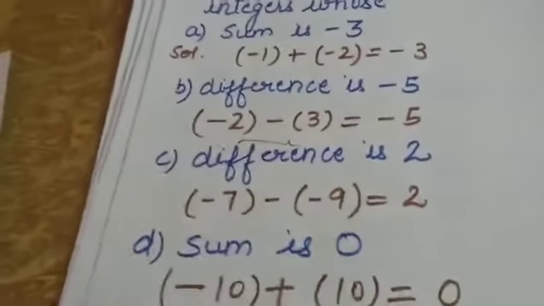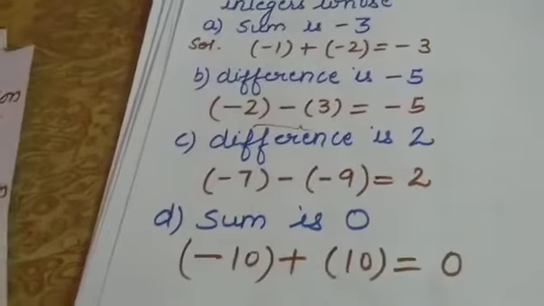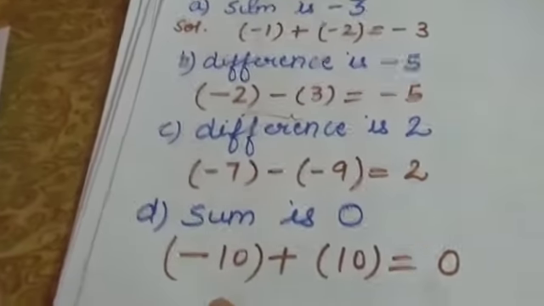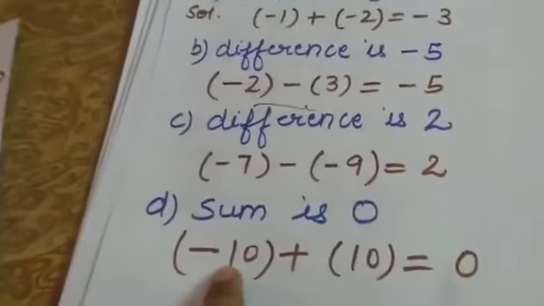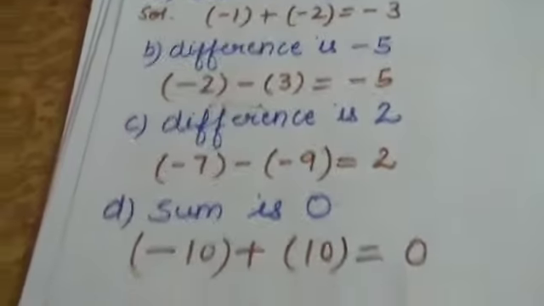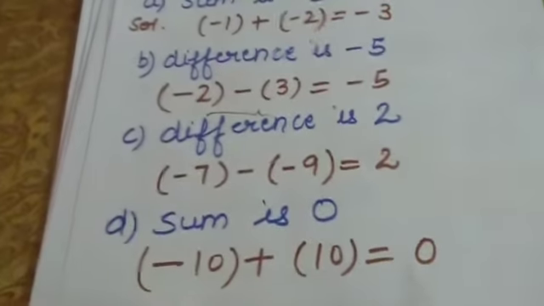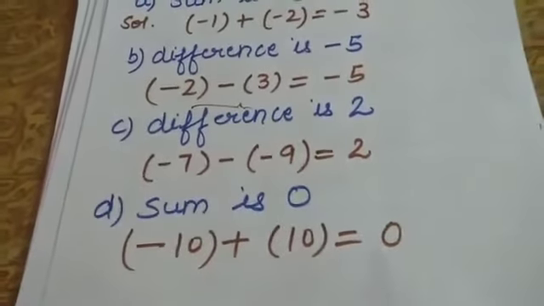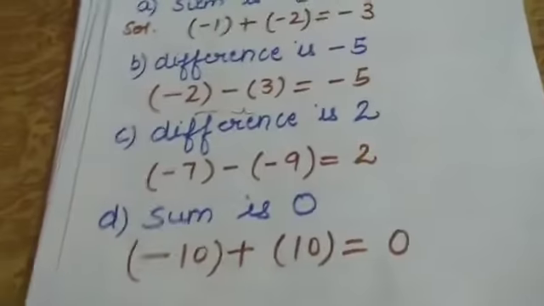Now come to the fourth part, where the sum is 0. You have to write two integers whose sum is 0. -10 plus 10, their sum is 0. You can think of more examples. 7 minus 7 will always give you 0. So you can think of infinite examples.